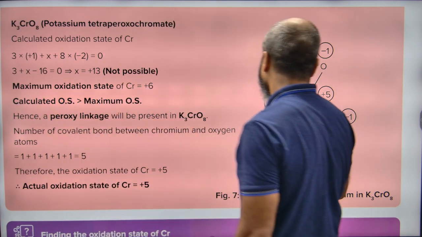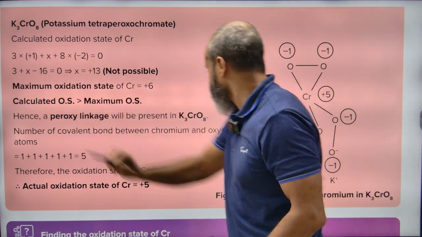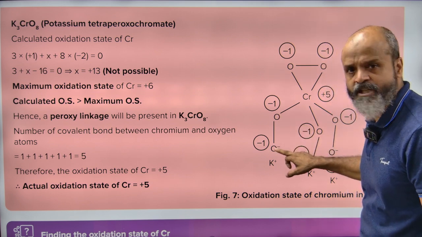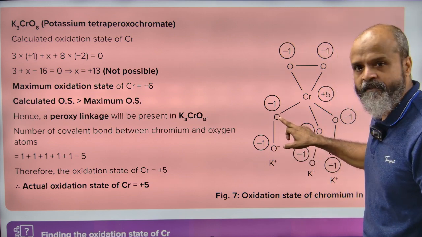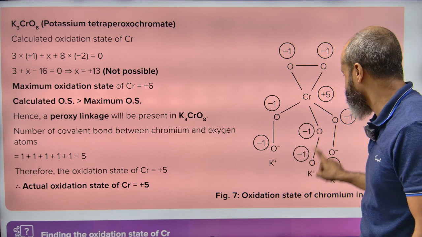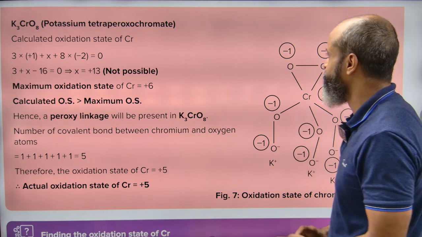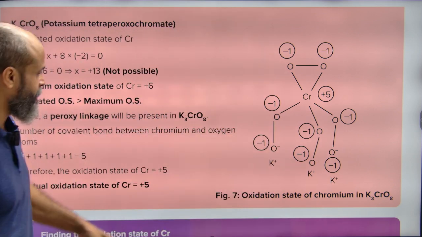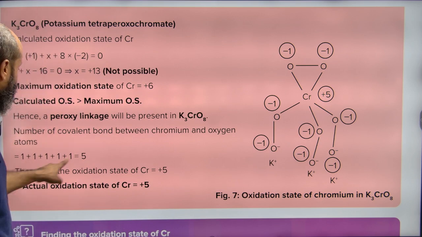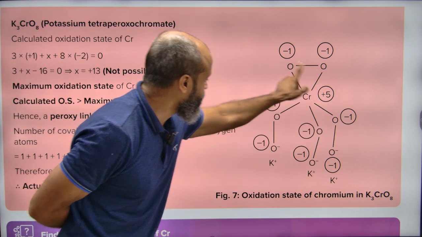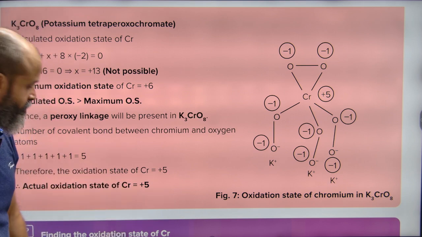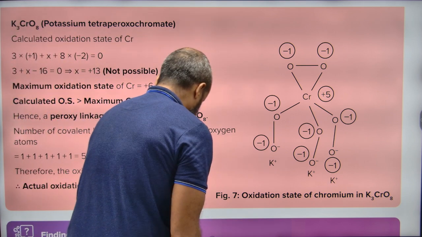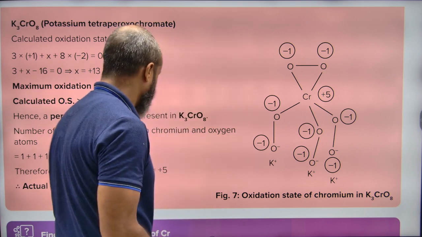So here we have 3 potassiums. Here 1 oxygen attaches with 1 potassium, which gives it an oxidation state of -1. Again, this will be -1, this will be -1. So here chromium, this will be basically how much? 1, 2, 3, 4, 5. That will be +5. Okay. So that pretty much solves it.